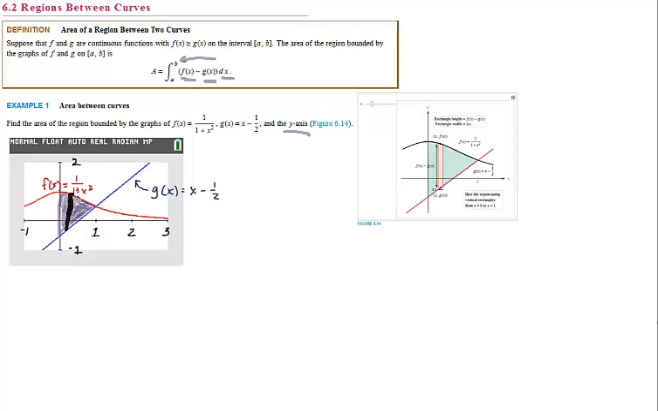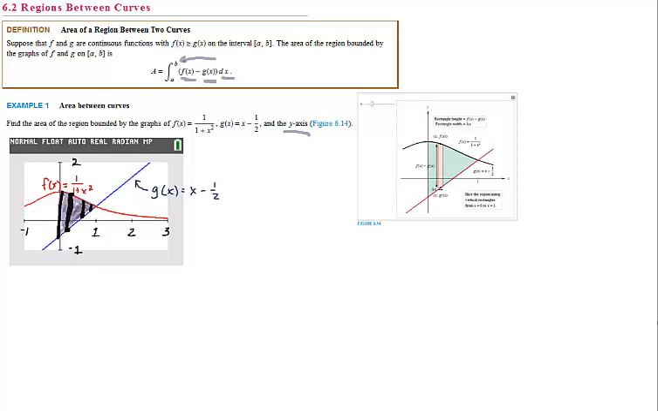Notice the top of this rectangle and the bottom of this rectangle. The top always is on the f, the bottom is always on the g, and I can slide this rectangle, which is what you physically do in your mind, all along through here, and you'll see that the top is always on the f and the bottom is always on the g.